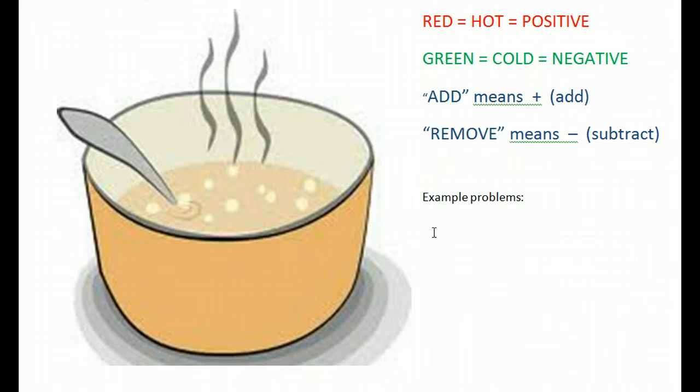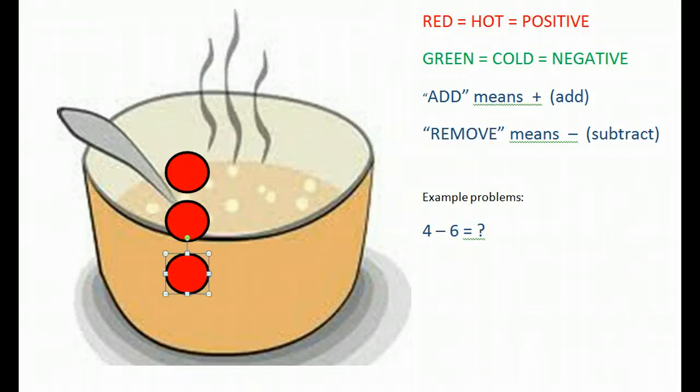This is positive 4 minus 6. Positive 6 equals what? So we add in 1, 2, 3, 4. But we have to remove 6. How can we do that? How can we remove something that's not there?